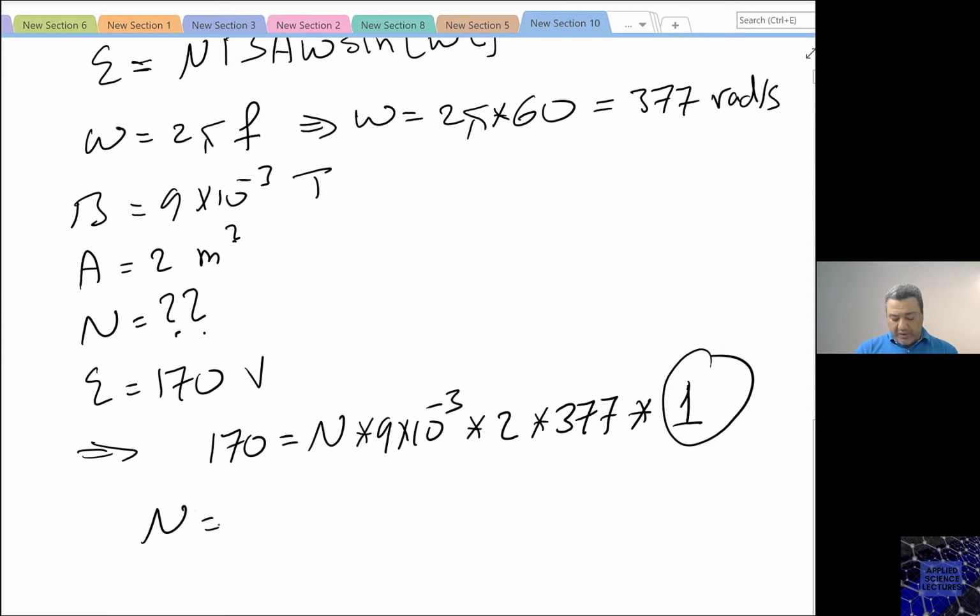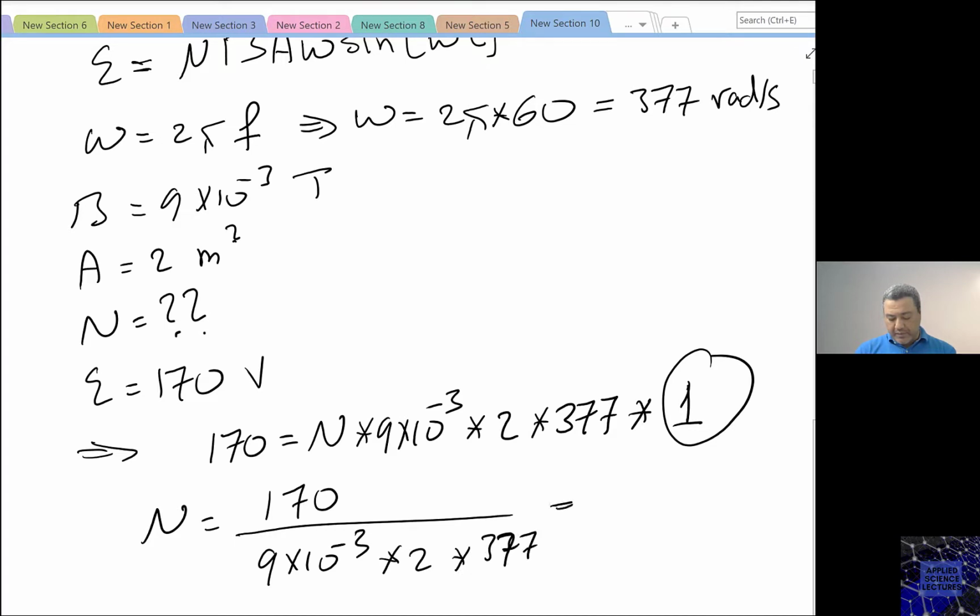Then N equals 170 divided by that, so N equals 25 turns.